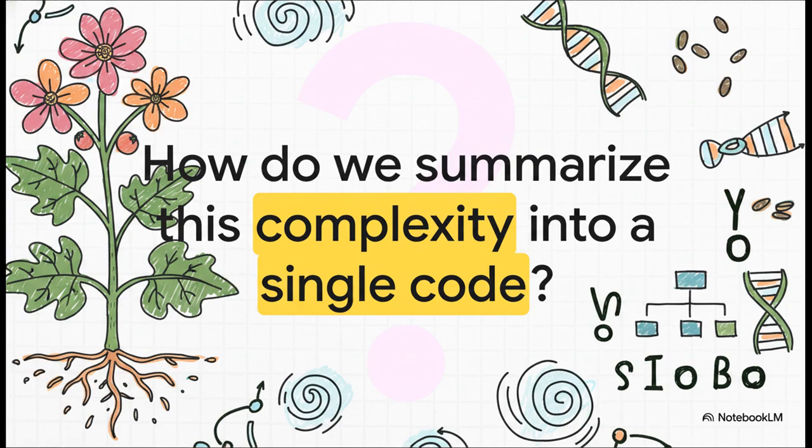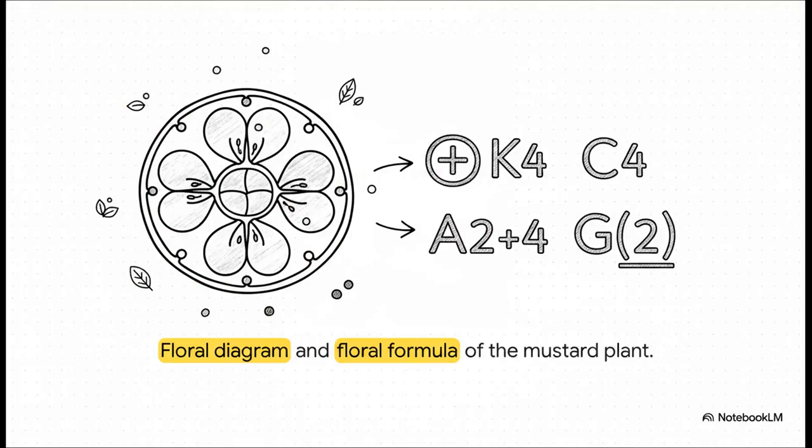Okay, wow, we have covered roots, stems, leaves, flowers, fruits, and seeds. So the big question becomes, how on earth do botanists summarize all this magnificent, layered complexity into a single, universal code that anyone in the world can understand? Well, let's see how this all builds into the ultimate botanical shorthand. Scientists actually compress all of that morphological data into a floral diagram and a semi-technical floral formula, kind of like the one you see here for the mustard plant.